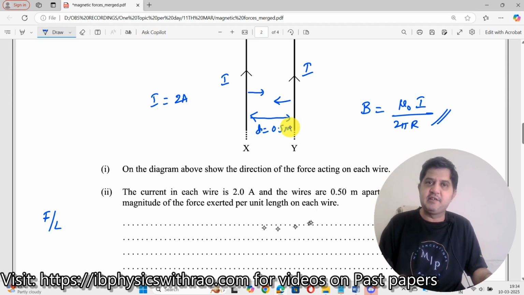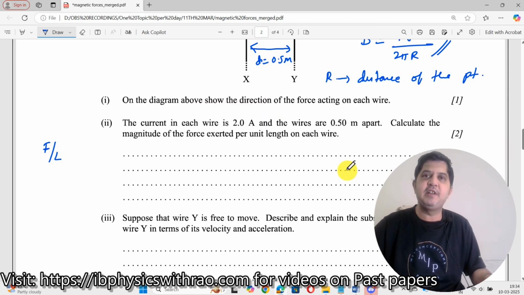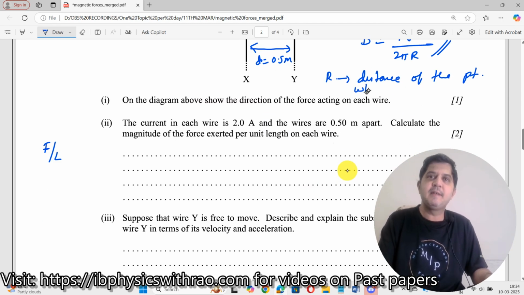If a similar question was being asked, they will give you something like this, where r is the distance of the point where your magnetic field is to be determined. If this is given, then this question is really valid. You cannot say it is out of syllabus.